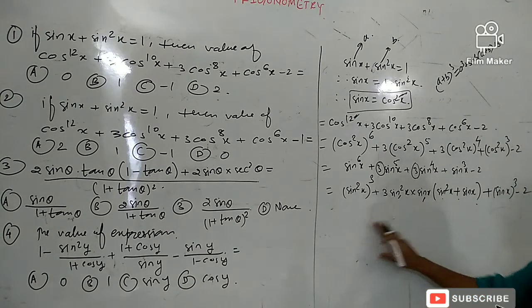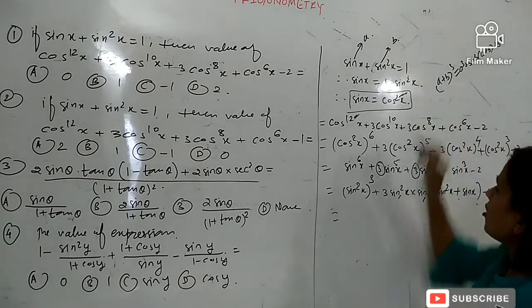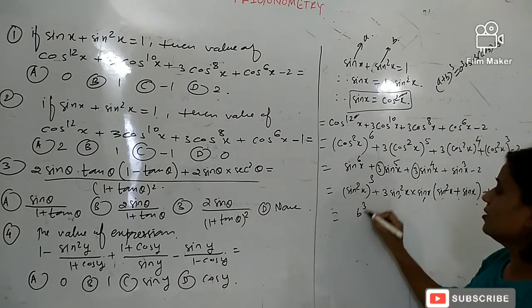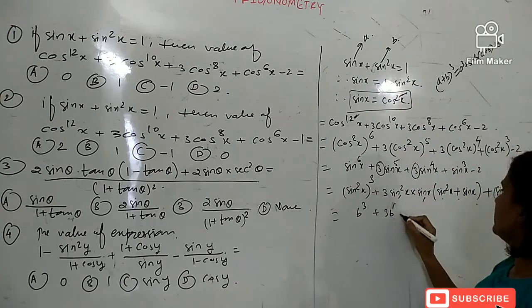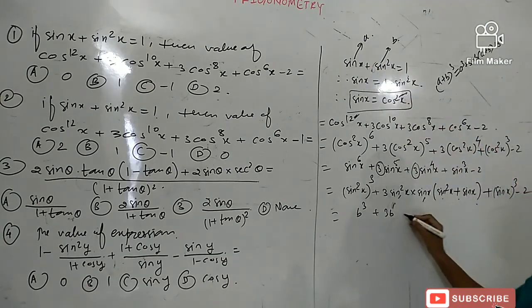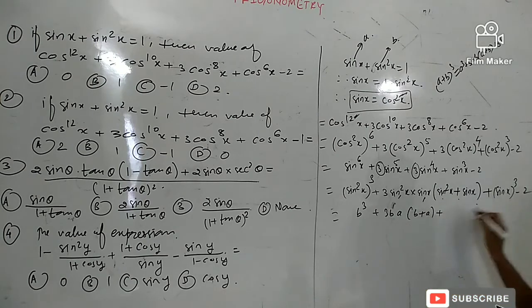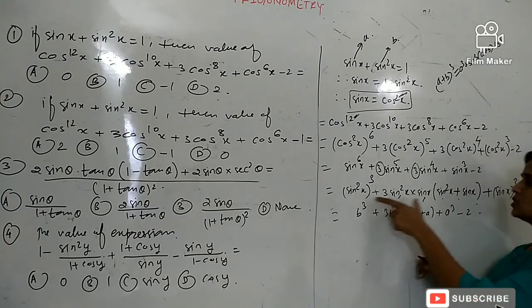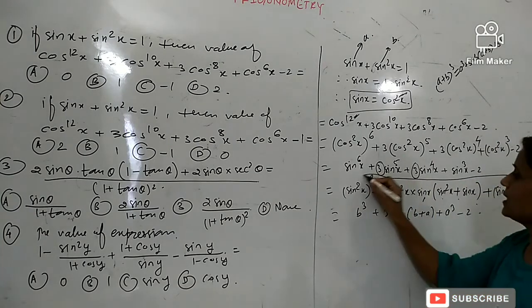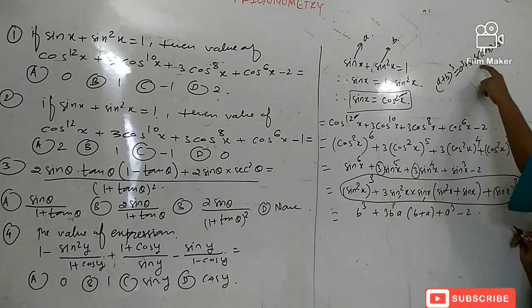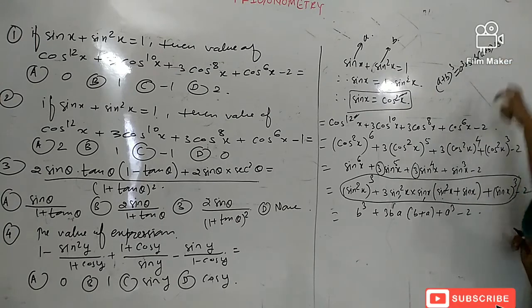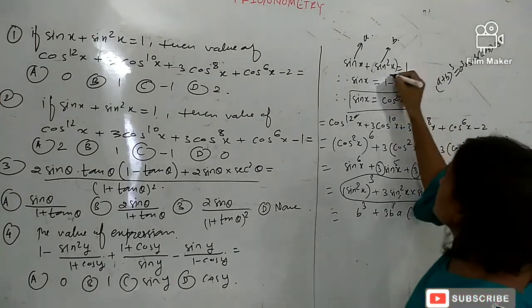And minus 2. Now this whole expression is in the form where sin square means it is the b value, so it is b cube plus 3b, sin x means it is the a value, bracket b plus a, and plus a cube and minus 2. So when you observe this whole expression, it is in the form of a cube plus 3ab bracket a plus b plus b cube. So this is the expansion of this cube.